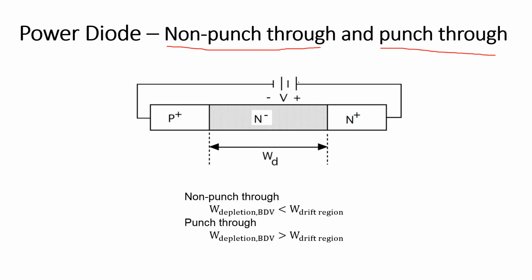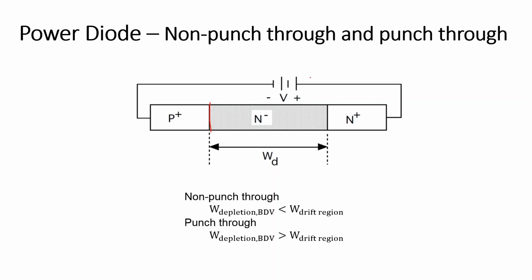Now let us consider a power diode. So we have a p type region here, we have n type region here, n minus region here, and n plus region here. Now let us say we reverse bias this power diode. So what will happen? We have seen in our earlier videos that when we reverse bias a p-n junction, because there is a p-n junction here, this is p plus here and n minus here.